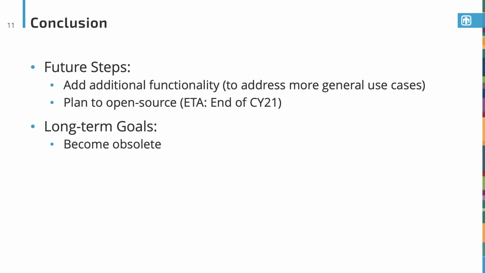Future steps. We want to add some additional functionality, just generalize it more and more. The more people try it, the more we realize some of these cases that maybe we haven't considered yet. We have a plan to open source it, maybe by the end of this calendar year. But really the long-term goal is to become obsolete, and Spack will just do all this stuff that we want it to do. That's the long-term goal.